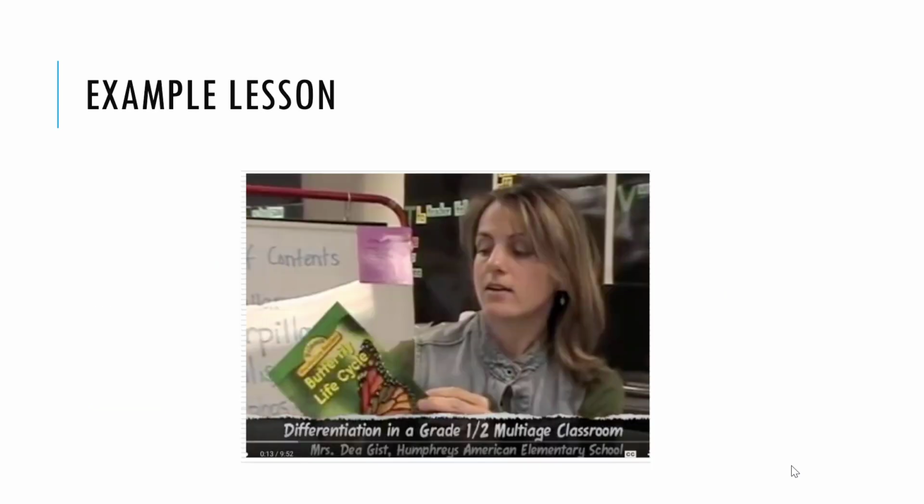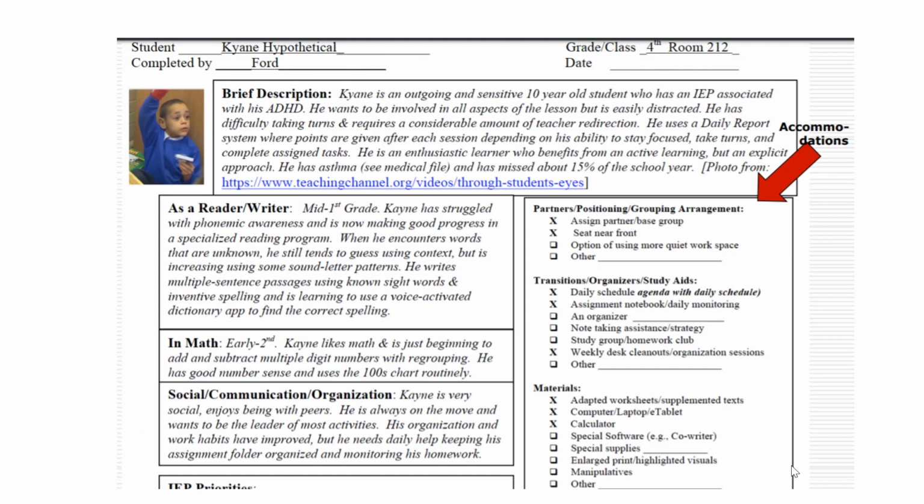There's an example lesson that I'll post on Canvas. When you watch the video, it's about 5 minutes. Pay attention to the way that the content is differentiated to make vocabulary on life cycle of a butterfly accessible to a wide range of learner variability.